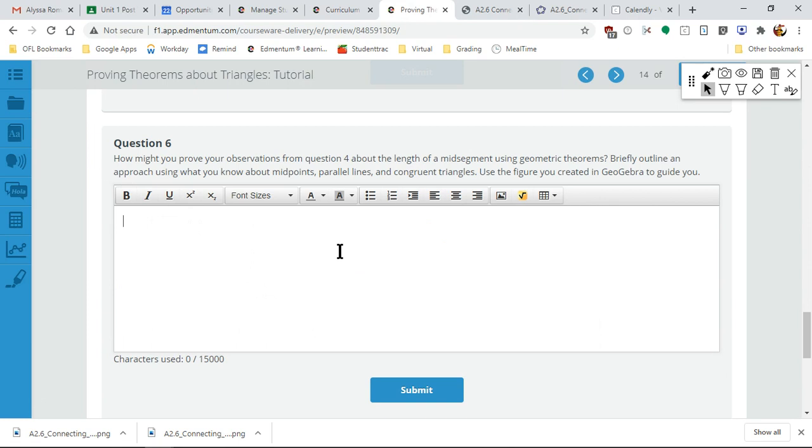So, how might you prove these? So we would say that the top triangle is half the size of the total triangle. This is one I'm just kind of writing down. We're not going to say this. We're not going to go into official proofs because it's asking us to explain it by our observations.